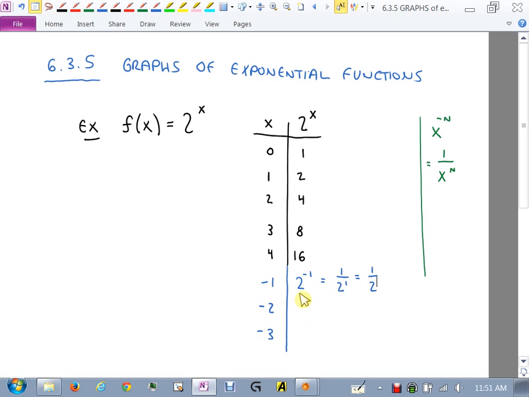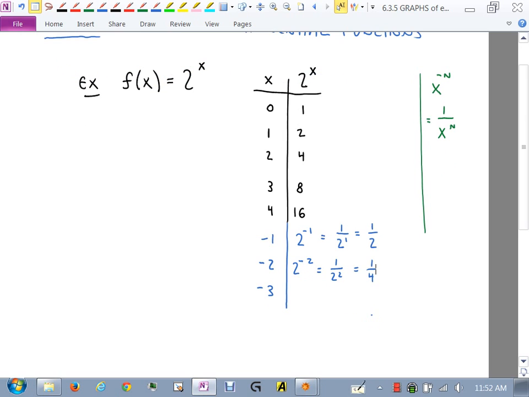So 2 to the -1 is 1/2, right? 2 to the -2? That's going to be 1 over 2 squared, which is 1/4. Or a quarter, isn't it? Go to McDonald's and order a 2 to the -2 pounder. Let's see what they say. All right, 2 to the -3 would be 1/8. Okay?